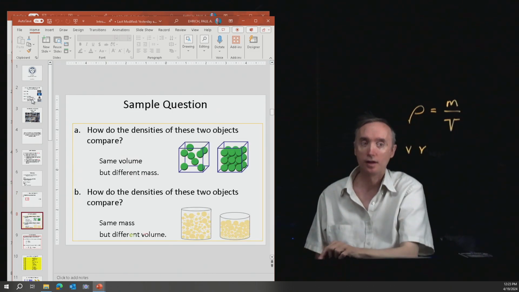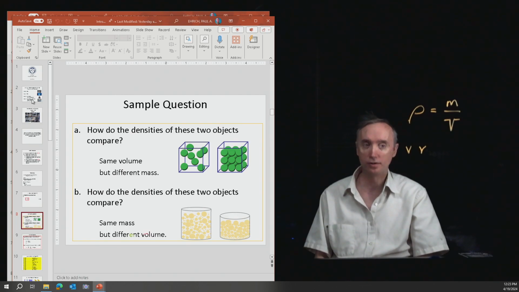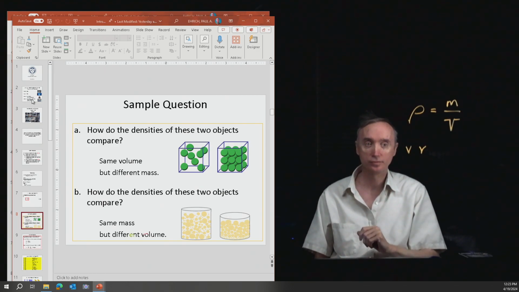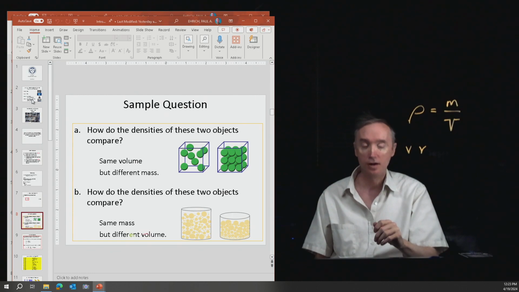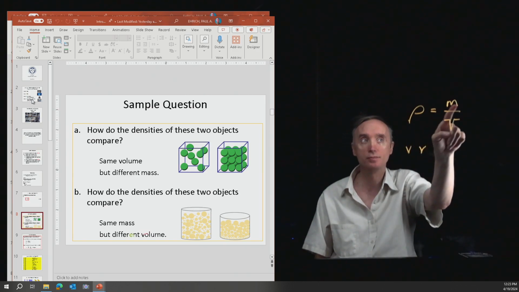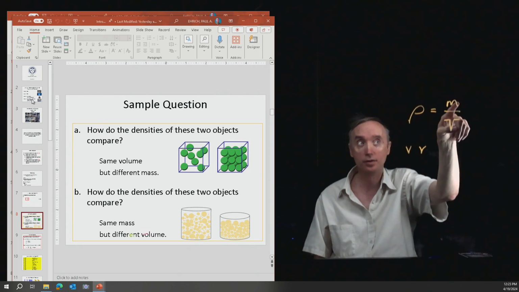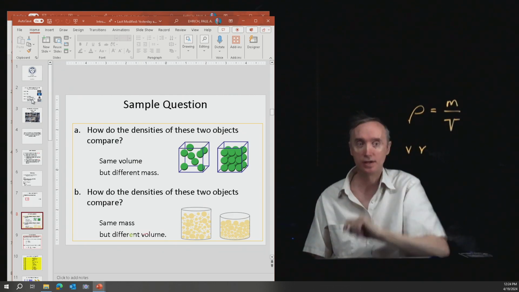So I would like for you to be able to solve a simple question like this. How do the densities of these two objects compare? Notice that they have the same volume, they're in the same cube, but they have differing amounts of mass. In the first box there are fewer green things than in the second box. So if our definition of density is mass divided by volume, and the volume is not changing but the mass does, then the one that has the larger M is going to have the larger density.